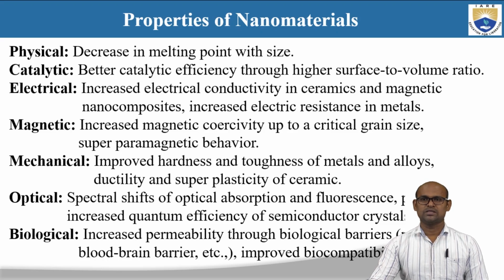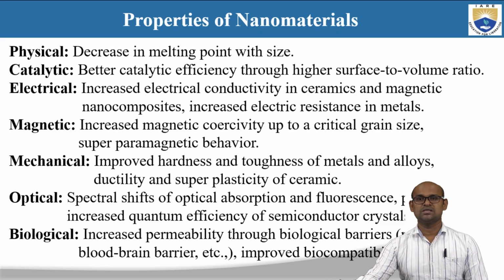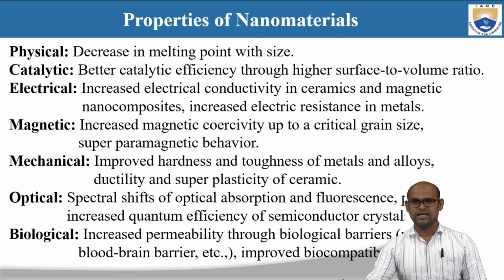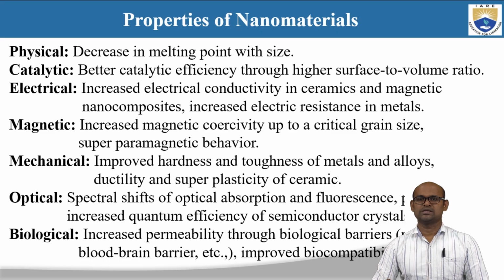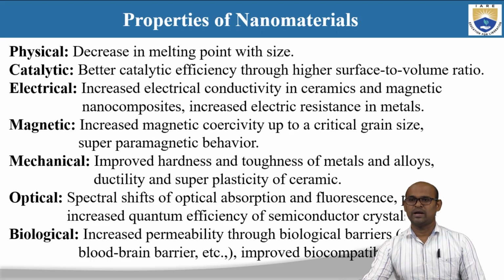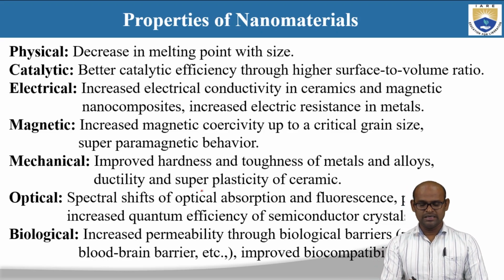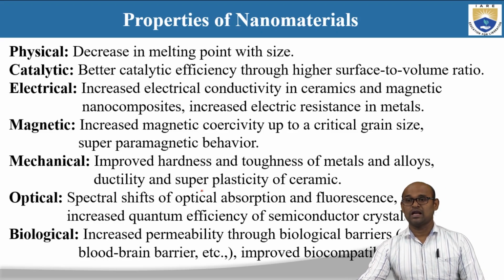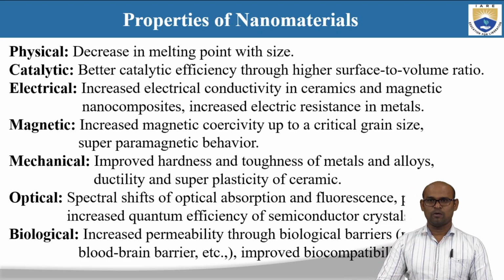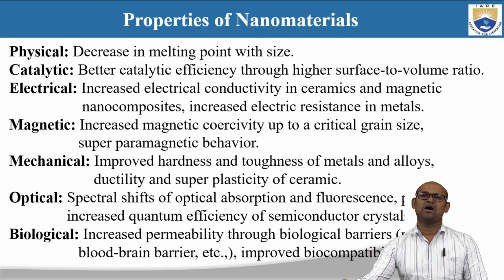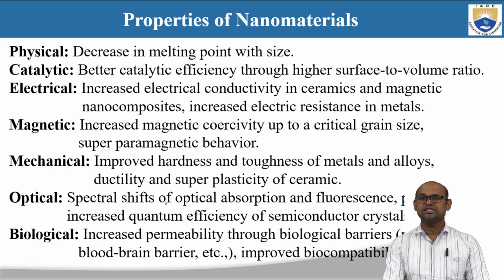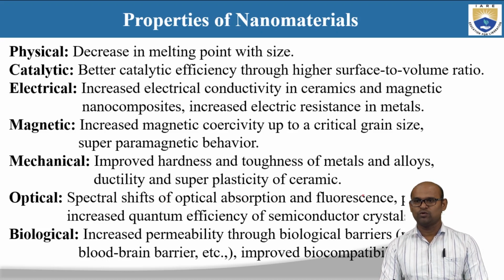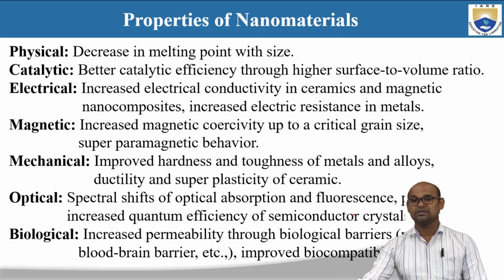Magnetic properties, when we go from bulk to nano: increased magnetic coercivity up to a critical grain size, superparamagnetic behavior. Mechanical properties: improved hardness and toughness of metals and alloys, ductility and superplasticity of ceramic materials. Optical properties, what are the changes that we see in optical properties, for example, when we go from bulk to nano? Spectral shifts of optical absorption and fluorescence properties, increased quantum efficiency of semiconductor crystals.